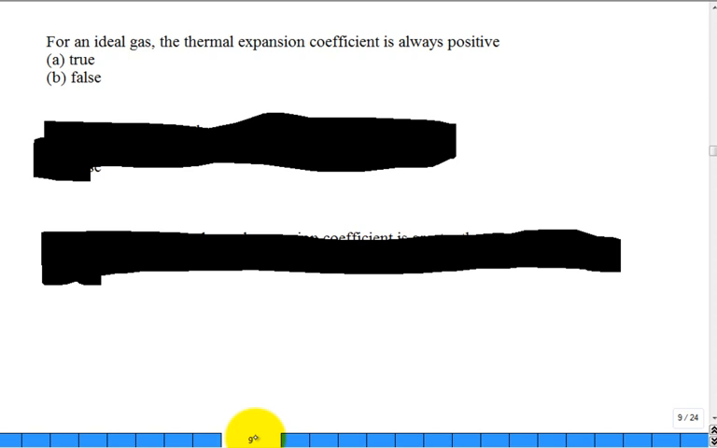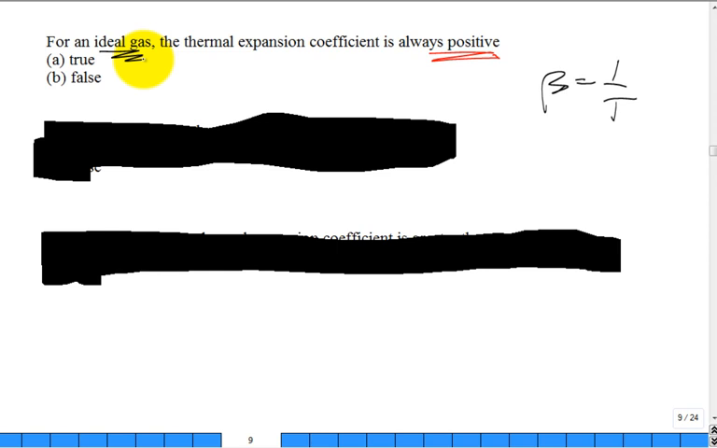For an ideal gas, the thermal expansion coefficient is always positive. True or false? For an ideal gas, it is 1 over T. Always for an ideal gas, and this is restricted to an ideal gas. So when could that be equal to zero?